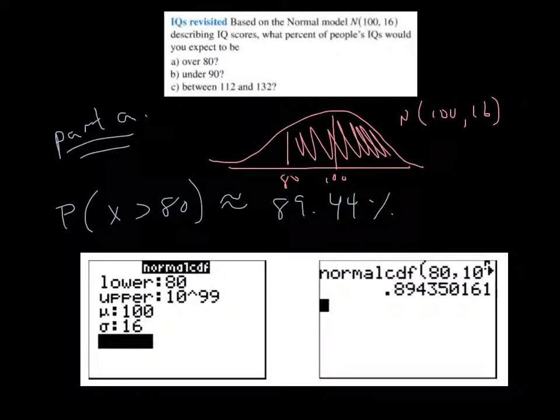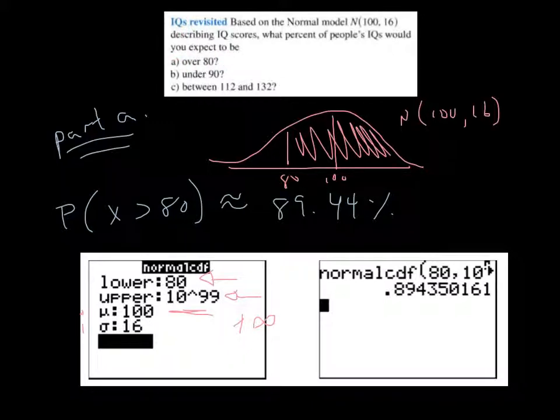Now, my bounded region is interesting now. The shaded area is bound by the lowest value, 80, and the highest value, positive infinity. So how we express that, remember, is always going to be 10 to the 99. Whether we're talking with mu being 0 and 1, the standardized version, or the actual raw scores, in this case 100 and 16. I paste that, I hit enter until I get an actual answer. And so I would say approximately 89.44% of the population would be expected to have an IQ score over 80.